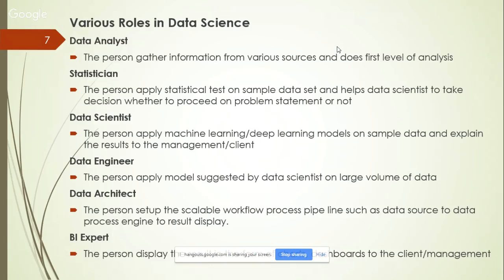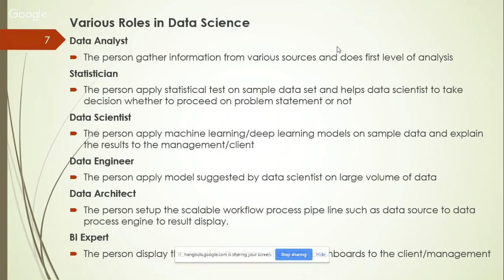Should we launch a new product? Should we launch a new service? Or should we go with the existing one as the status quo? Then comes the data scientist. Again, a buzzword these days, and it's a very crucial role in any data science field.